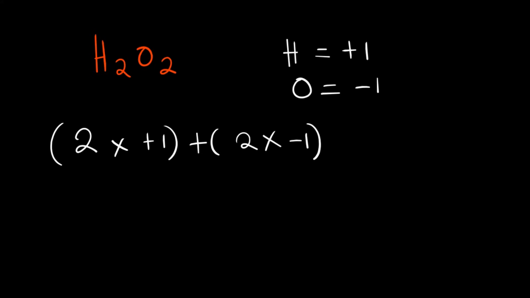Then I solve this. 2 multiplied by positive 1 will just be 2. 2 multiplied by the negative 1, I'm just going to have a negative 2. And 2 minus 2 will give me 0. So we're also able to confirm that this is a neutral compound. Let's solve another one.